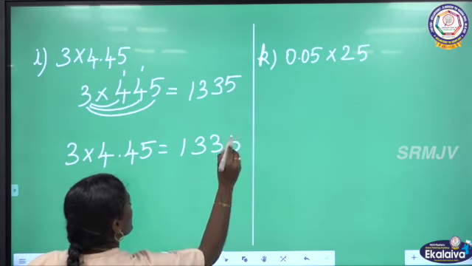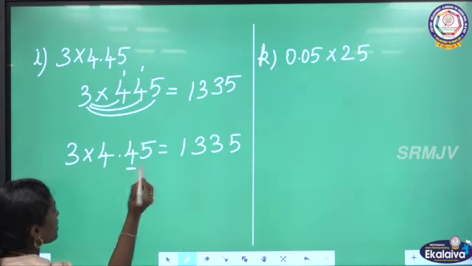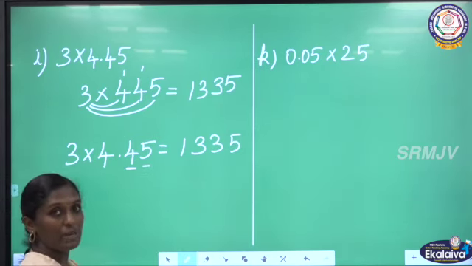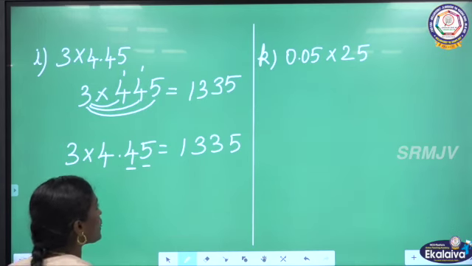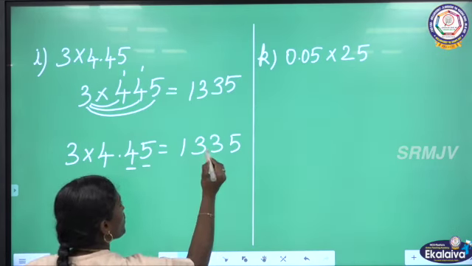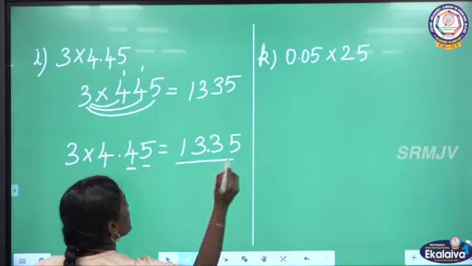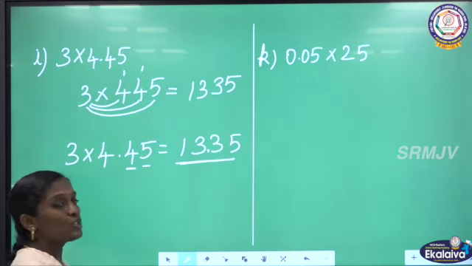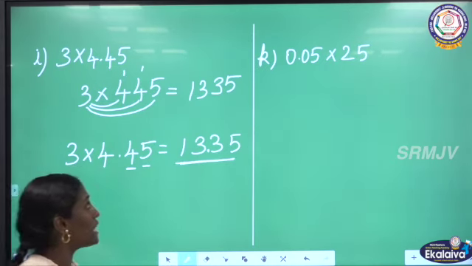So we have to keep the decimal point in the correct place. Here in the question, 2 decimal places are there. So in the answer also we need 2 decimal places. So from the last, before 2 digits, we have to keep the decimal point. So 13.35 is the answer.